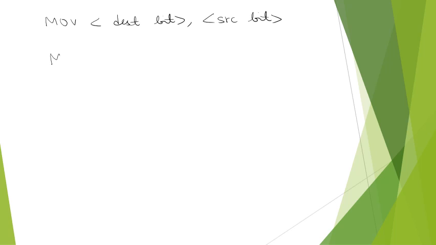So the example is MOV P1.3, C. So this will move the carry bit to the D3 bit of port 1. Similarly, we have MOV C, P2.5. This will move, or copy, the D5 bit of port 2 to carry bit.